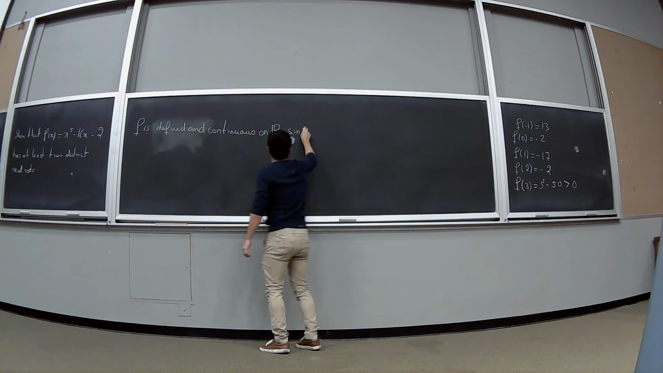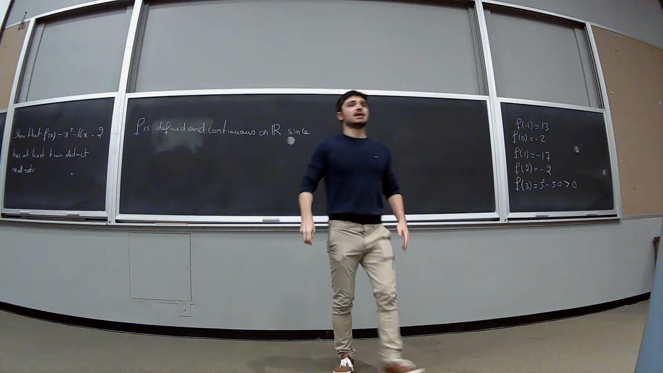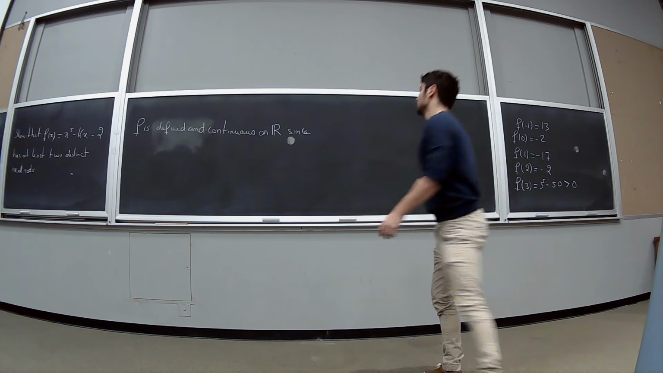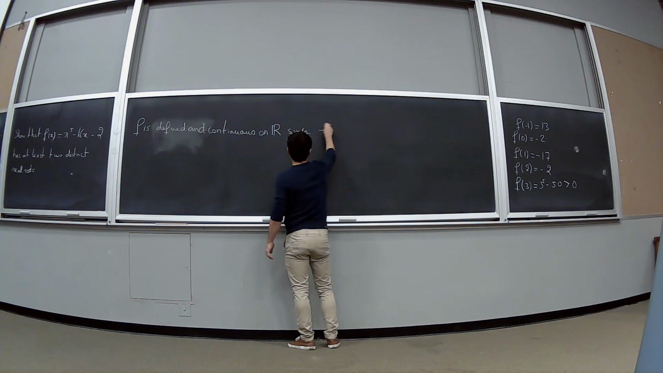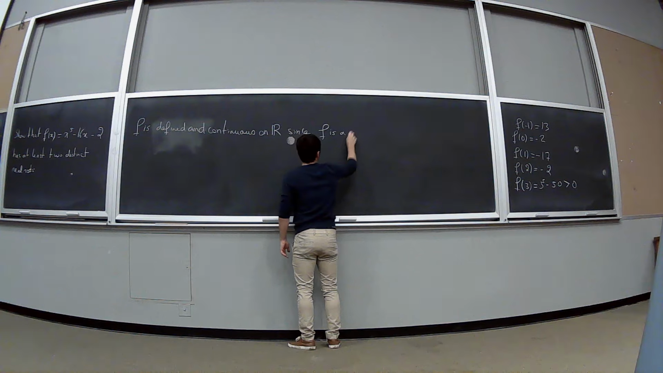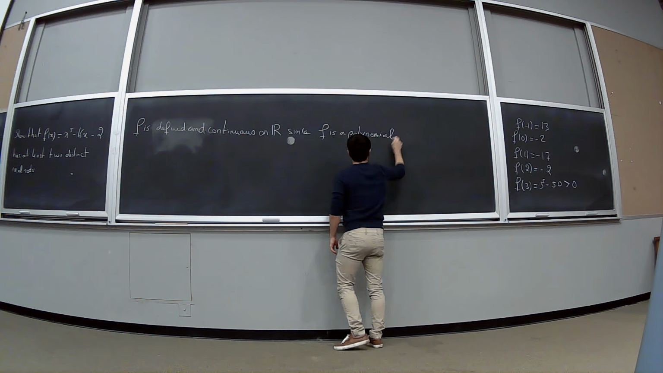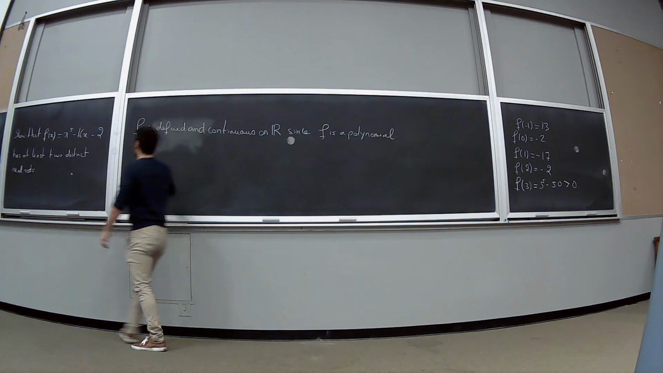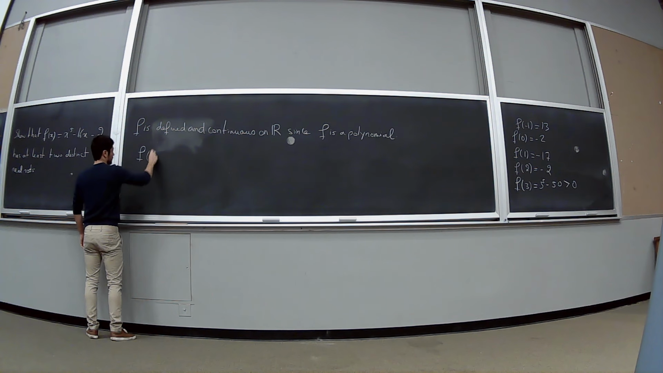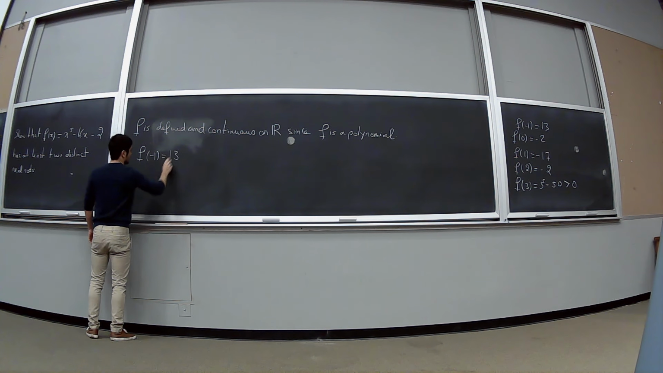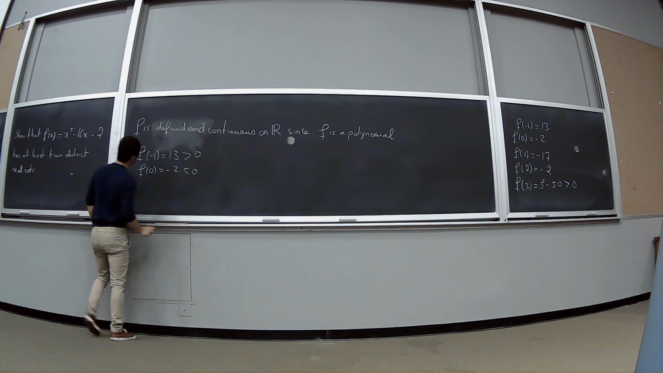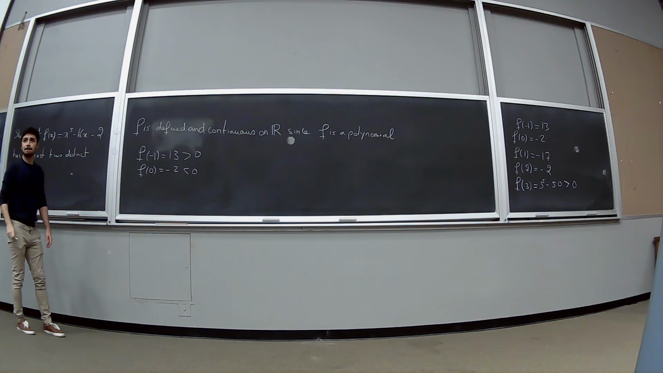Since F is a polynomial, why is F continuous on R? Very good. Now, what is f of minus 1? 13, bigger than 0. What is f of 0? It's minus 2, negative. Okay?